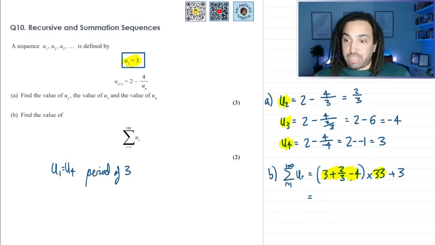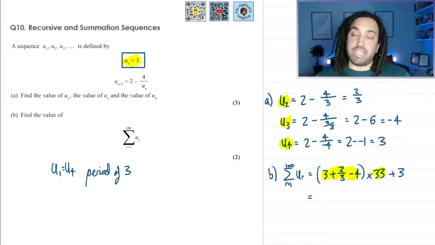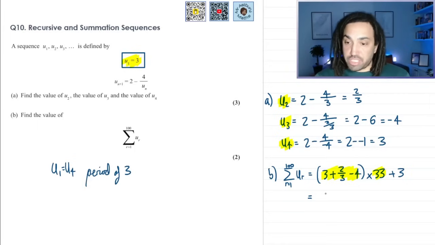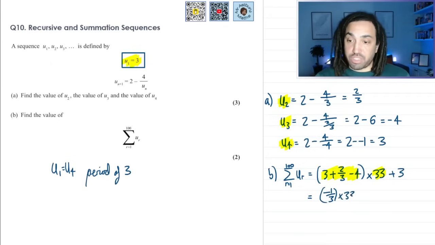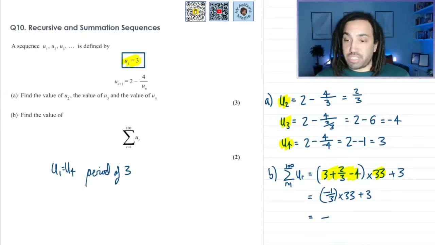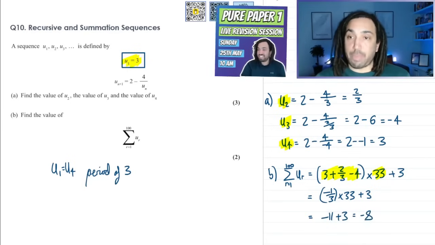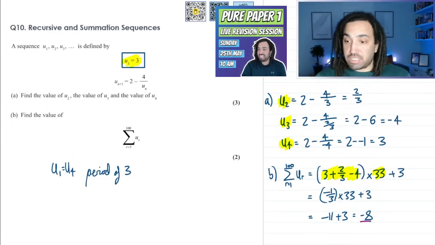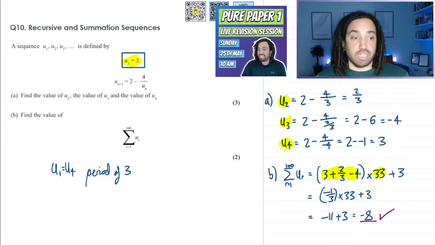So now we've just got to calculate this. Well, 3 minus 4 is minus 1, and then minus 1 plus 2/3 is minus 1/3, so it's minus 1/3 times 33, and then plus 3. So that is minus 11 plus 3, which is equal to minus 8. Perfect. Job done.